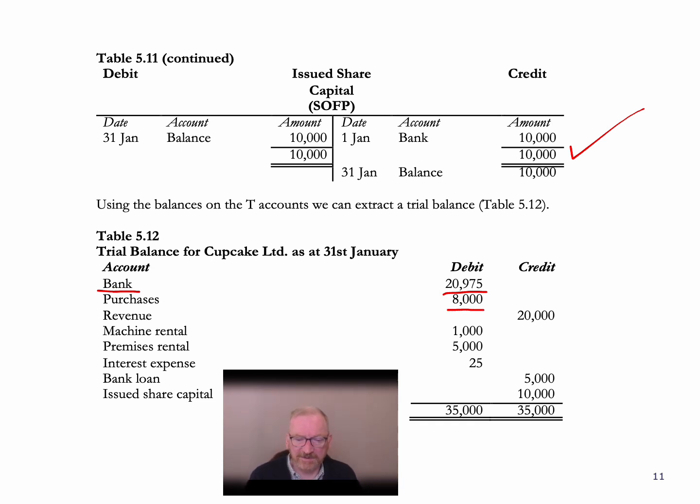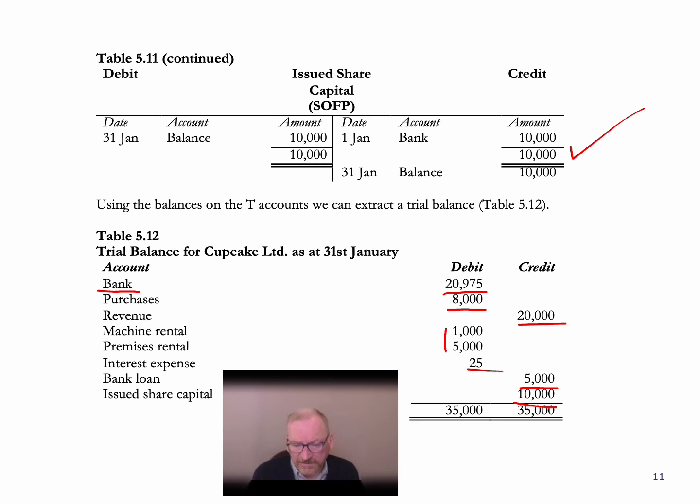Purchases are on the debit side because they're an expense, 8,000. Machine rental and premises rental are both on the debit side because they're expenses. Interest expenses there. On the credit side we have revenue, bank loan, and issued share capital.